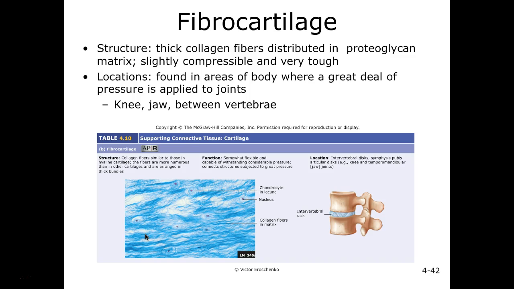This is slightly compressible, but it is very tough, which is why we want this to serve as our cartilage within our vertebrae. So it helps create these intervertebral discs, as well as our menisci within the knee, within our jaw, and also, I don't have it listed here, but you will also find fibrocartilage within your interpubic disc, or that pubic symphysis. And this joint is only going to move during childbirth.